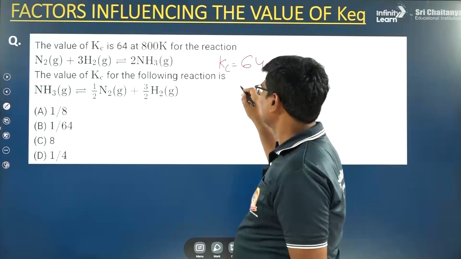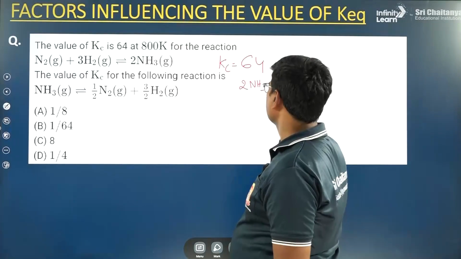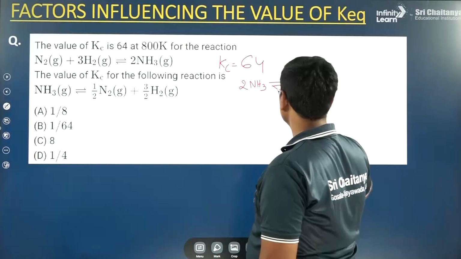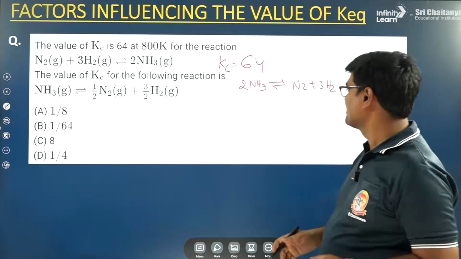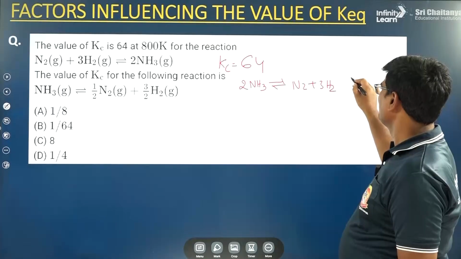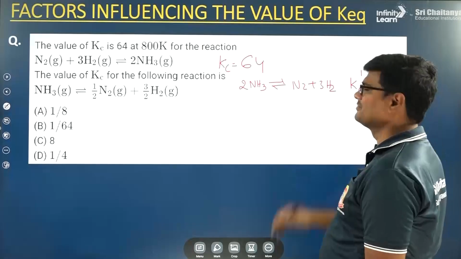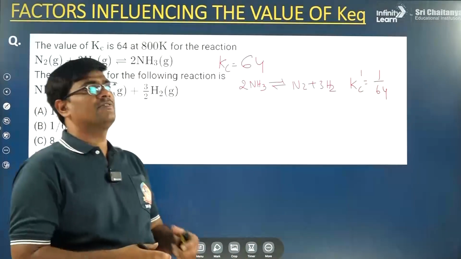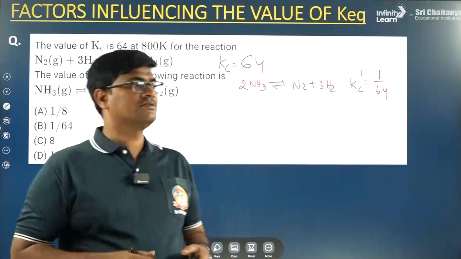What will happen if I reverse the first equation? That means 2NH3 is in equilibrium with N2 plus 3H2. If you reverse the equation, what happens to the equilibrium constant value? That becomes the reciprocal. The new Kc, I am taking as Kc bar, will become 1 by 64. This is the principle. When you reverse the equation, you will get the equilibrium constant value as the reciprocal, 1 by 64.